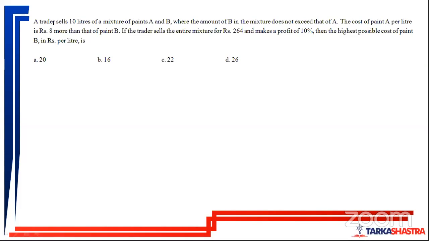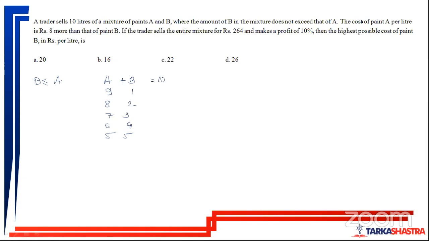First question. A trader sells 10 liters of a mixture of paints A and B, where the amount of B in the mixture does not exceed that of A. That means, first of all, B is never greater than A. That means it is either less than or equal to A, whereas A plus B equals 10. So what are the possible cases in this scenario? To make this a mixture, A cannot be 10 and B cannot be 0. Otherwise, it will not be a mixture. So A 9, B 1. I am considering only integer values: 8, 2, 7, 3, 6, 4, and lastly 5, 5.